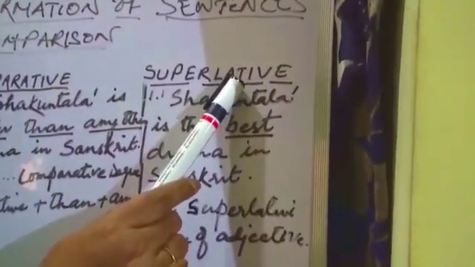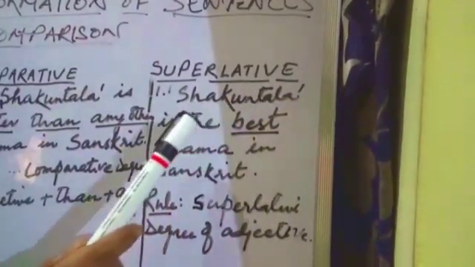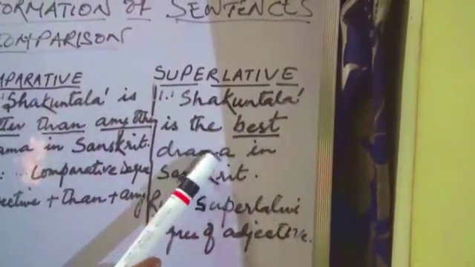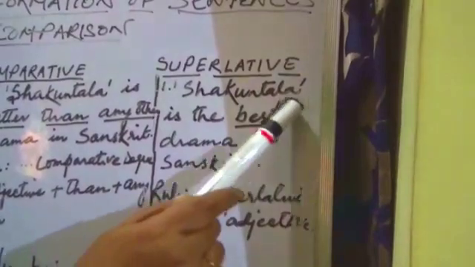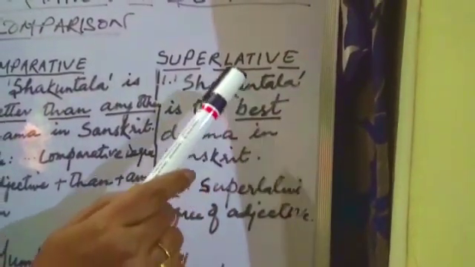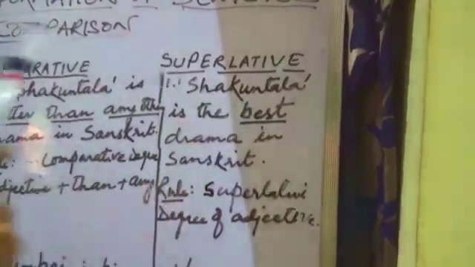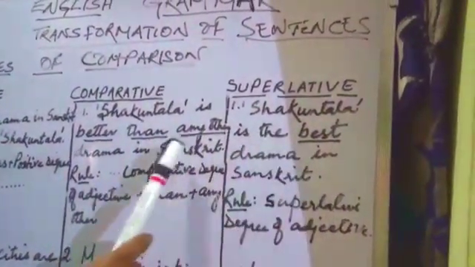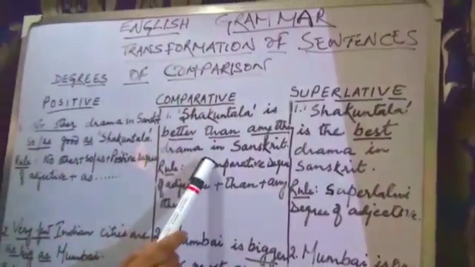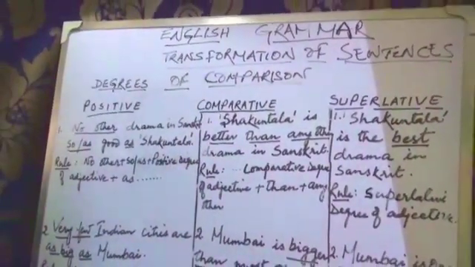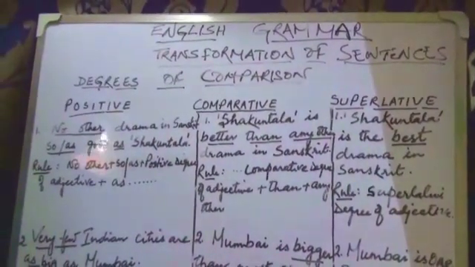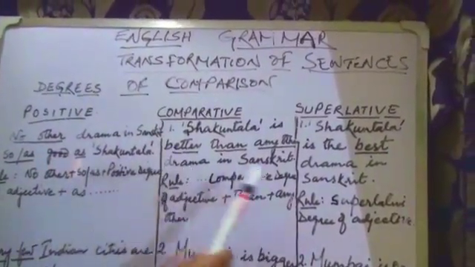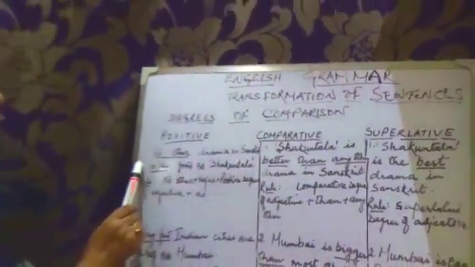Then you have the superlative degree. Shakuntala is the best drama in Sanskrit. Now best is actually the superlative degree of the word good. Now here you find in the sentences the meanings are the same, but the formation of the sentences is different in these three parts. Now this is rule 1.